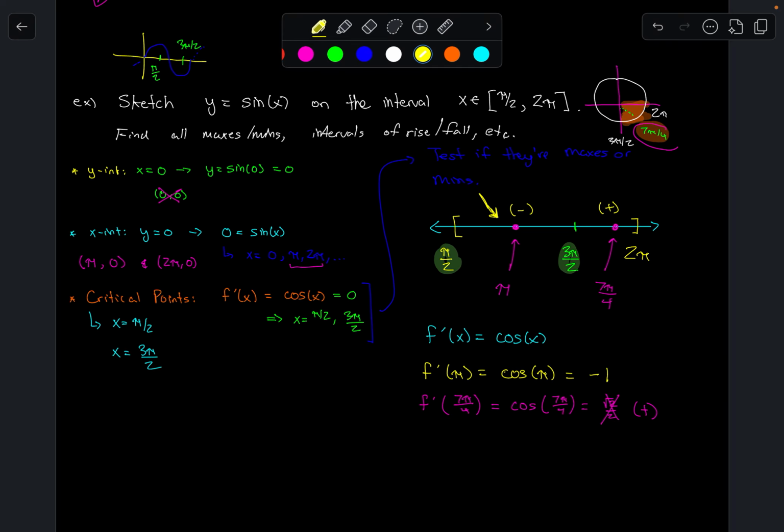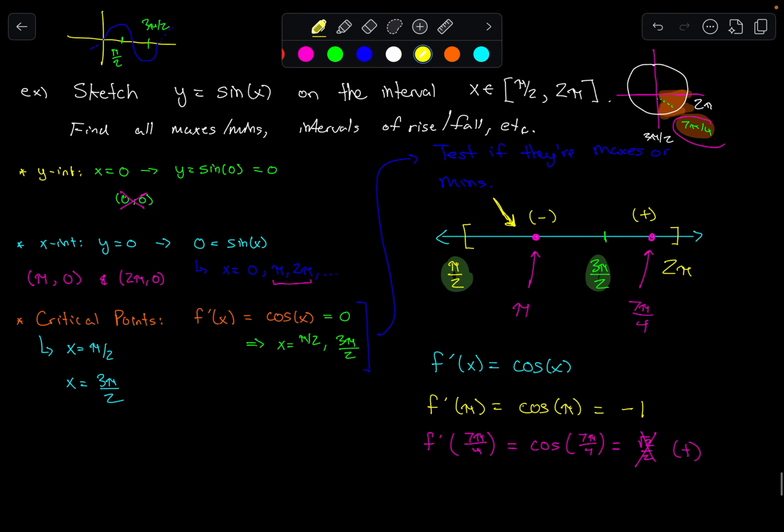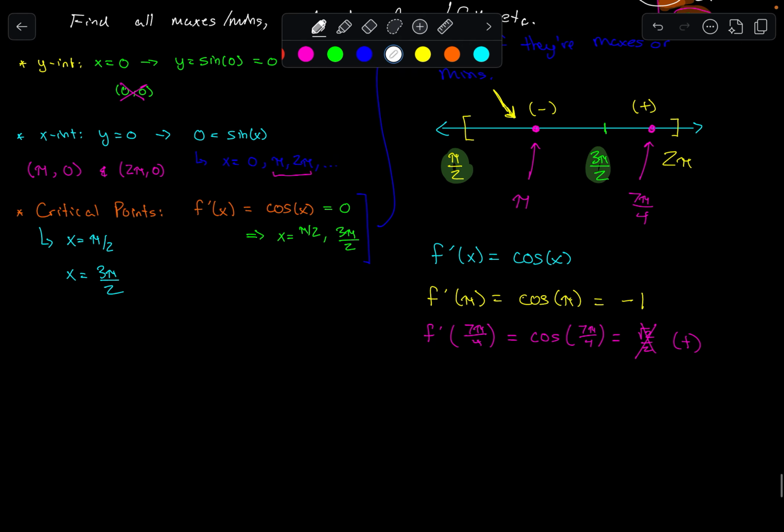And now that I have all of that, we can put it together. We can start making a sketch. So let's do it. Maybe I'll scroll just a smidgen and start making a sketch. Okay. And so I know that we're starting at pi over 2. We're ending this graph at 2 pi. Let's see. What else do we have? We have x-intercepts at pi and 0.